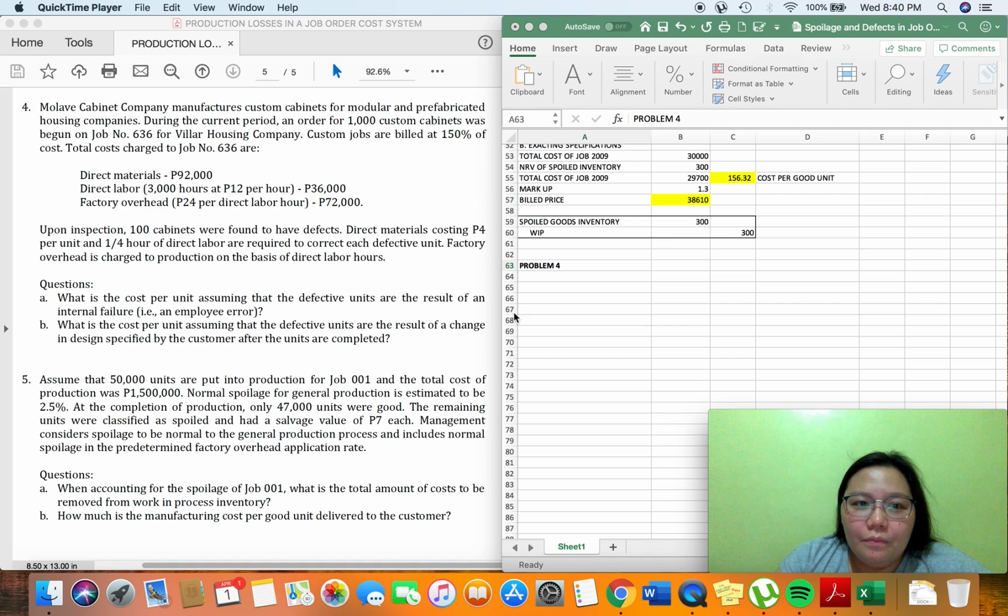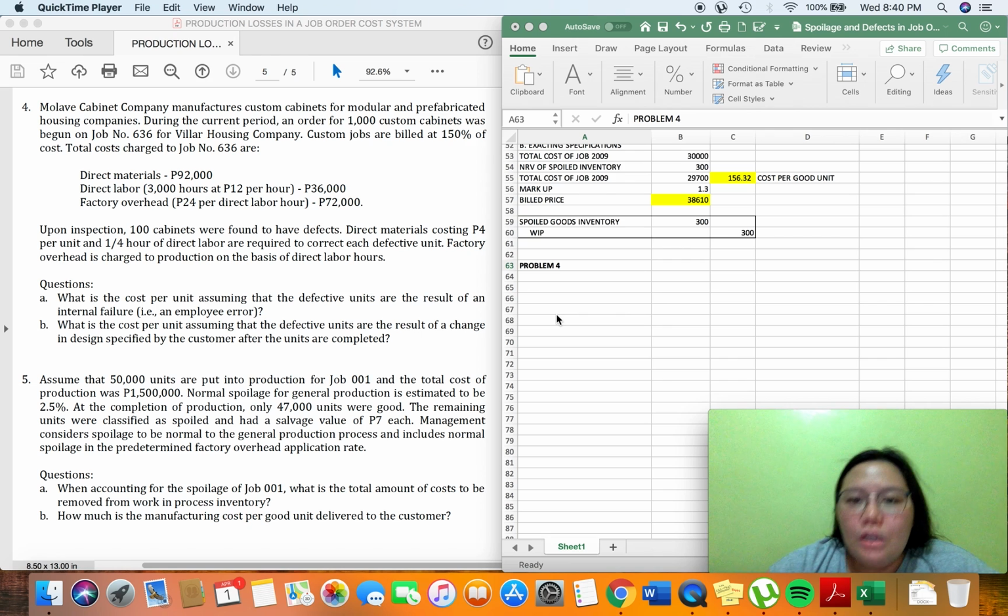So, there are two questions. Number 1, what is the cost per unit assuming the defective units are the result of an internal failure or employee error? And then for number 2, or letter B, what is the cost per unit assuming that the defective units are the result of a change in design specified by the customer after the units are completed?